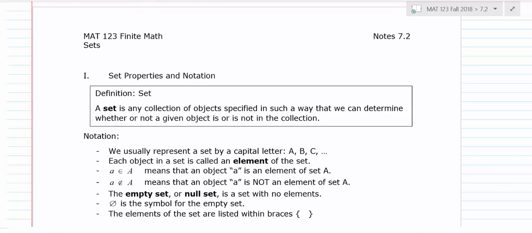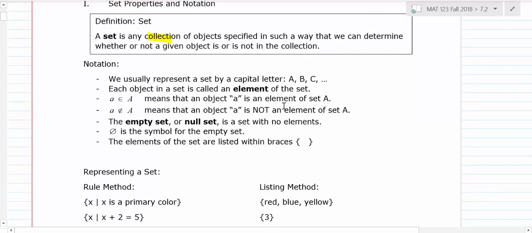So the first thing I want to look at is a definition of a set. A set in mathematics is any collection of objects. It can be numbers, it can be names, all kinds of things. Just think of it as a collection of objects. And we can determine whether or not something is in that collection. We have to be pretty clear about how we define a set.